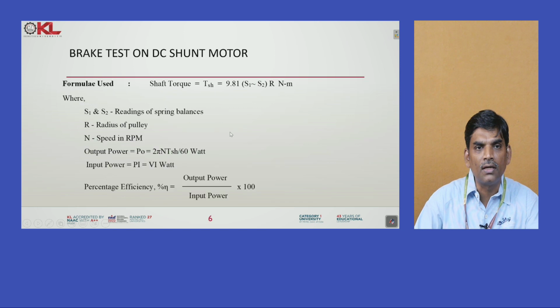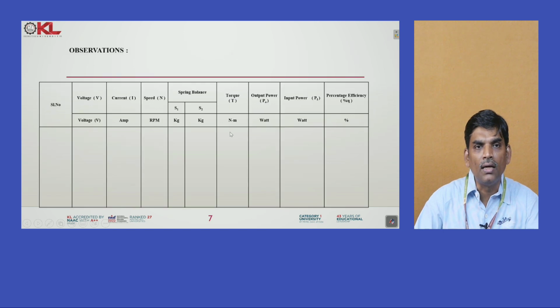As per the circuit diagram, first connect the circuit, and initially provide the rated voltage. Once the voltage is set, note down the no load current and no load speed. Initially S1 and S2 are 0. Based on that, the remaining torque, output power and input power are calculated as per their formulas, and finally efficiency is nothing but output by input.